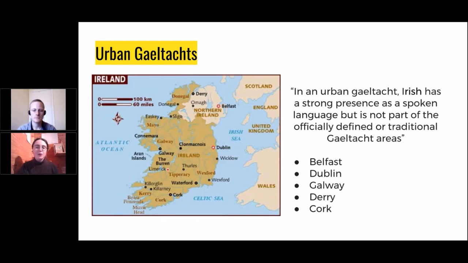So you've got Belfast up the north, which has a strong Irish presence, and very much the cultural centre, schools. It's quite strong. And then you've got Dublin. You've got loads of schools and cultural centres and the like. Galway as well. Galway being so near to Connemara, it's only natural. Derry again being so near to Donegal, and Cork, of course, you've got quite a large community there of Irish speakers.